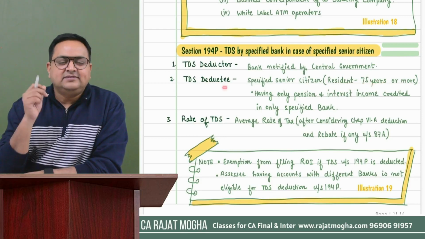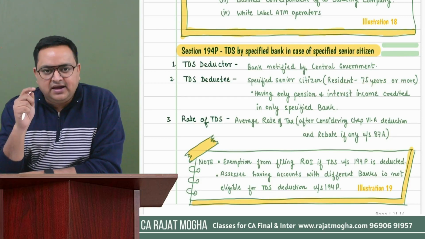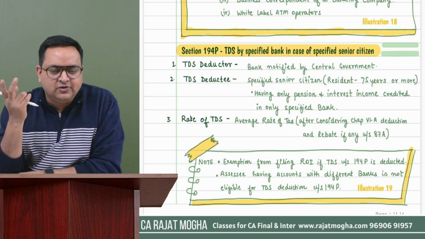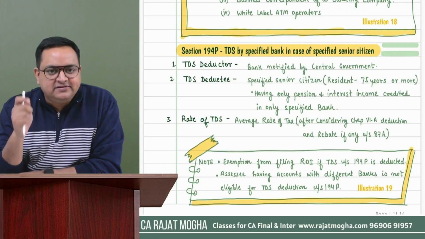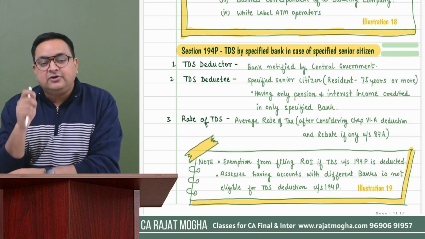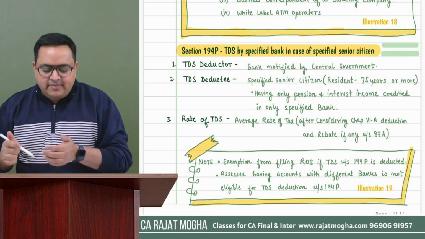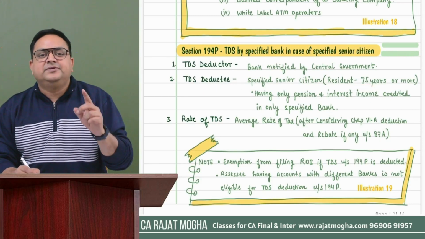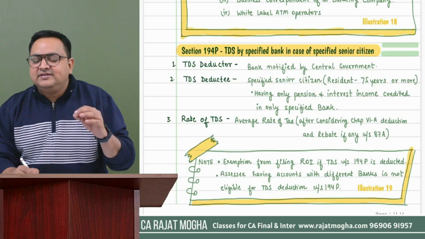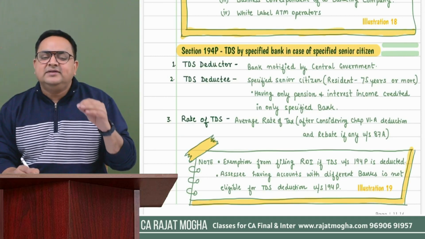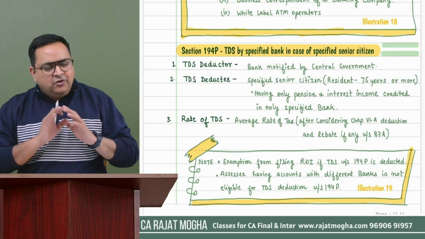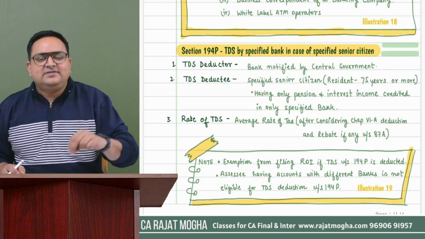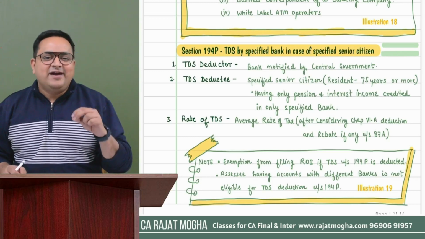So let's say there is a senior citizen who is earning income only from two sources, one is their pension, another is their interest. And that too only in one bank. First of all, that person should be a senior citizen. And here senior citizen does not mean 60 years. Generally, in all the sections we see senior citizen means 60 years or more. But here, for the purpose of this section, senior citizen means 75 years or more.